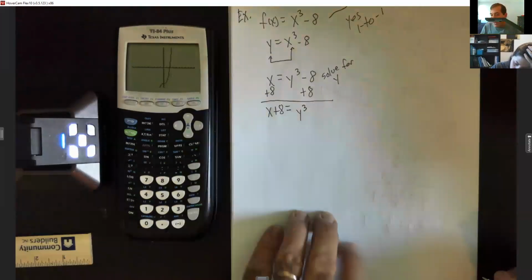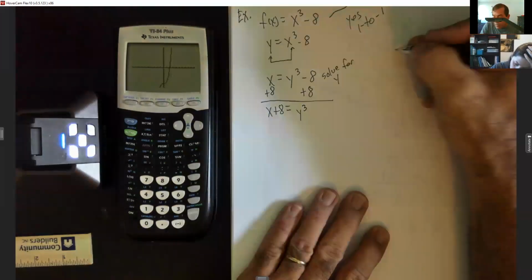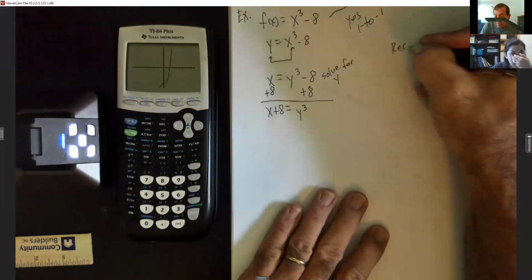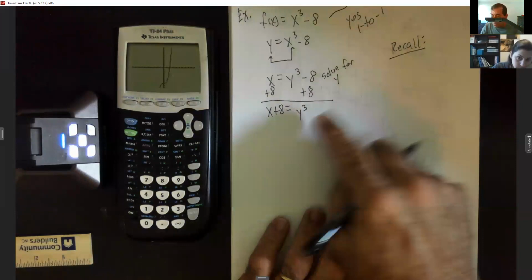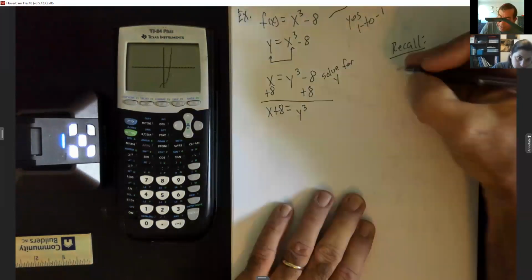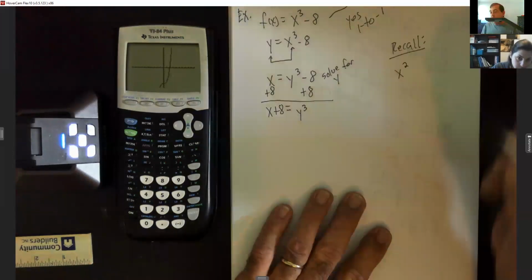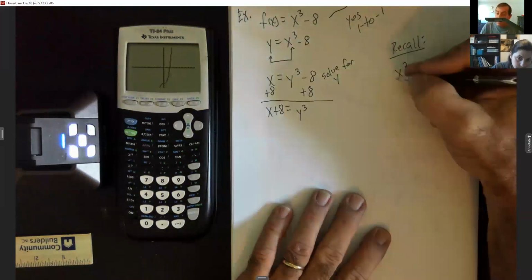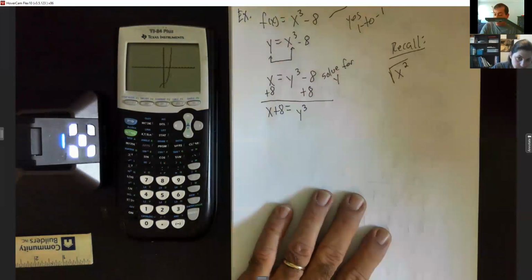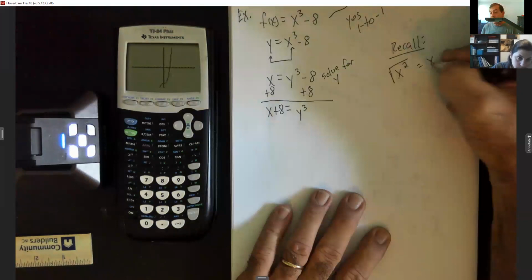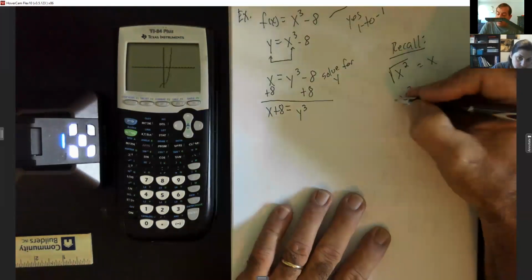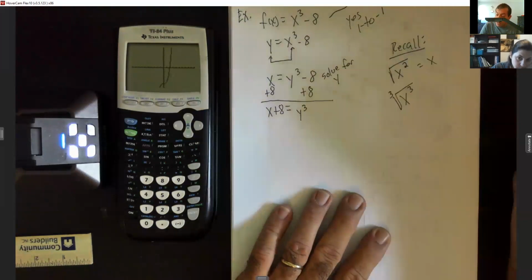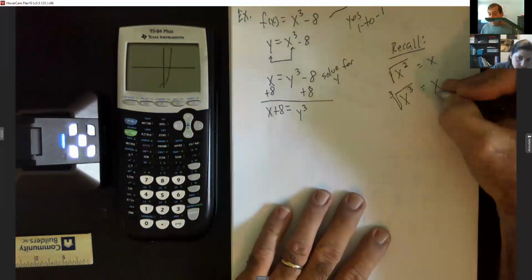So y'all, let me recall some information for this problem. Recall, when you've got stuff with exponents, like an x squared, the way we solve x squared is we take a square root of that. That'll give me an x. If I have an x to the third, I would take a cube root of an x to the third. That'll make me an x. Y'all get an idea?